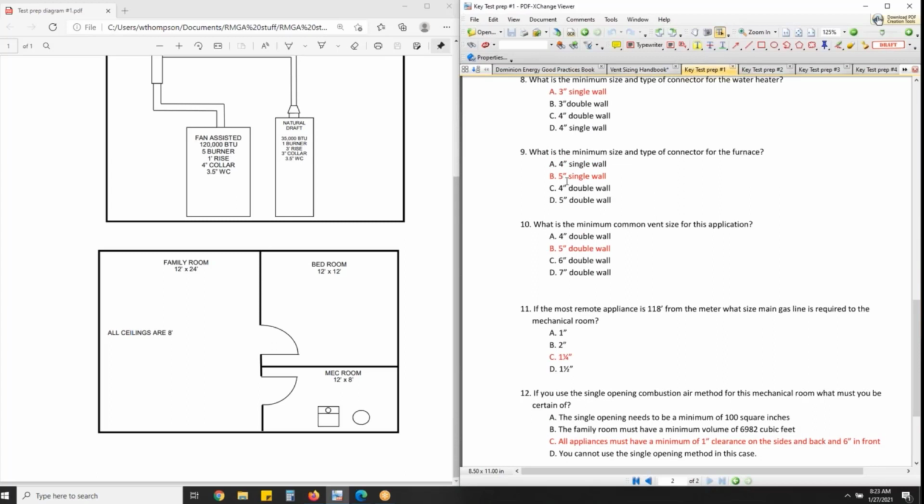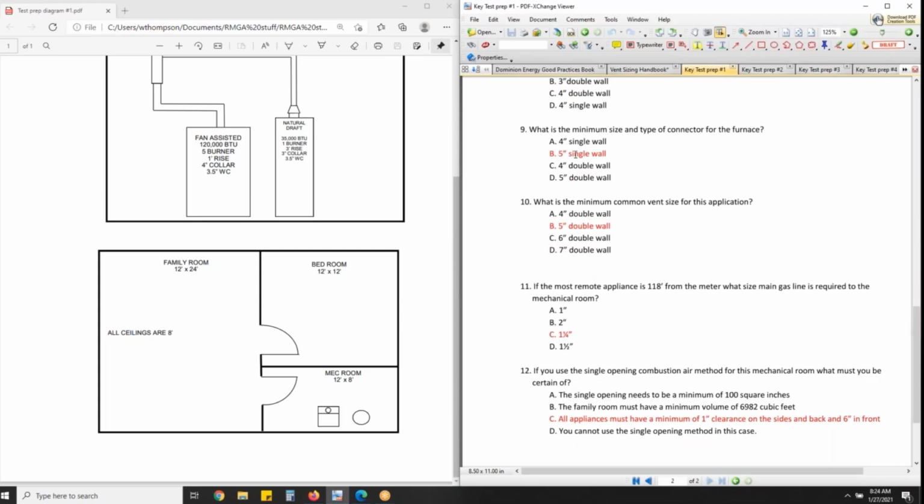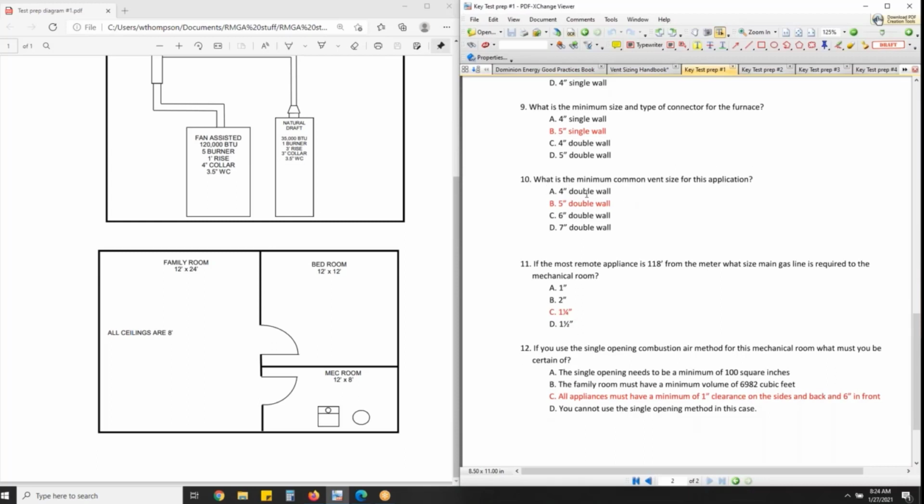Number 9, we got 5-inch single wall is the minimum, okay? If single wall works, we can always use double wall. But when they're asking you minimum size and type, the answer is always single wall, okay? Now, if we couldn't use single wall in this instance, and we could only use double wall, that would be the correct answer. Okay, what is the minimum common vent size for this application? 5-inch double wall.